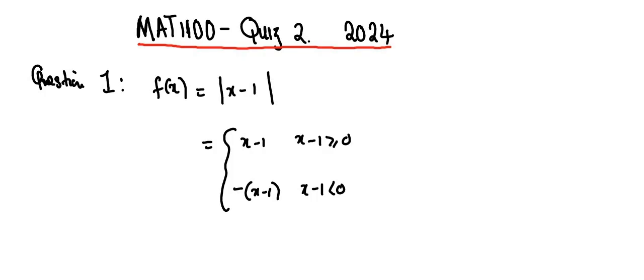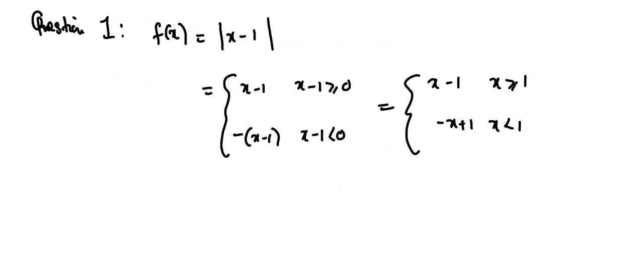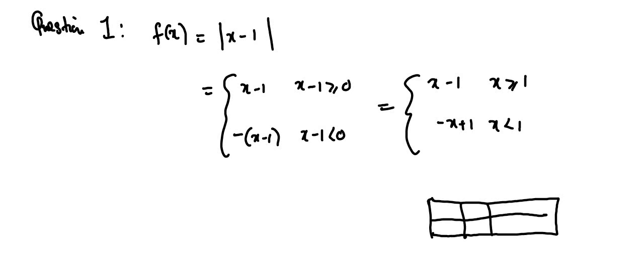And we have two pieces which we can then redefine to be x minus 1 for x greater than or equal to 1, or negative x plus 1 for x less than 1. We make a table of values, and the table of values that we're going to make is simply going to be for each piece. So we'll start with the first piece, y is equal to x minus 1. We put x here, we put y, then we can put negative 1, 0, and 1. The same applies to the second piece, which is negative x plus 1.